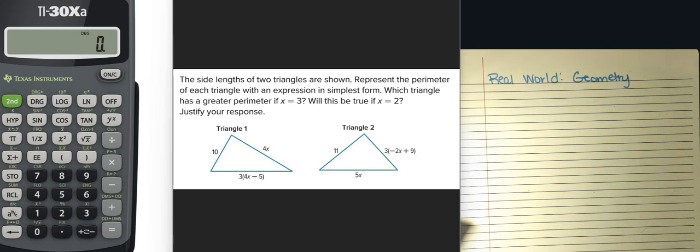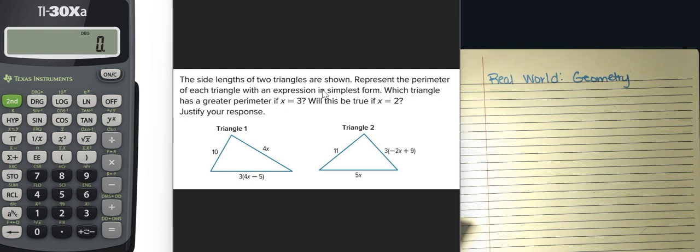Okay, so today we're going to be looking at a real world problem in terms of geometry. And so they say the side lengths of two triangles are shown. Represent the perimeter of each triangle with an expression in simplest form. Which triangle has a greater perimeter if x equals 3? Will this be true if x equals 2? And we need to justify our response.